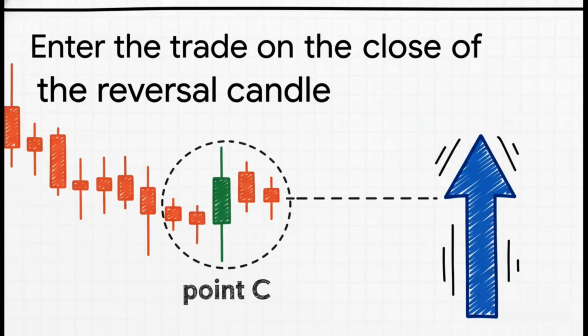So here it is, step 5. This is crucial. The moment that reversal candle closes, the second it's complete, that is your entry. You enter the trade right then and there. No second guessing, no waiting for more confirmation. That's the signal and you act on it.